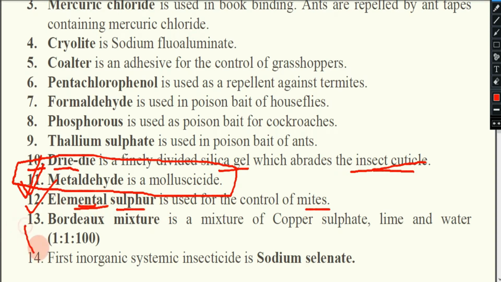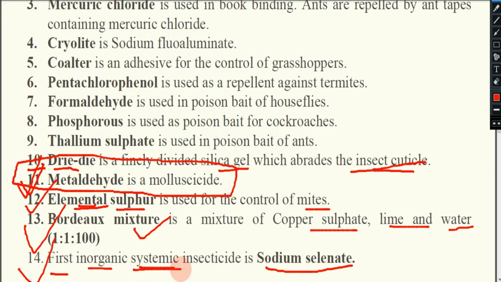Similarly, there is the Bordeaux mixture, which is a mixture of copper sulfate, lime and water, in the ratio 1:1:100. It is also an effective fungicide. This one may come in the exam. The first inorganic systemic insecticide is sodium selenite. As all of you know, what is systemic? Systemic means irrespective of the site of application, wherever you apply the insecticide, it will be present throughout the plant in its vascular system.